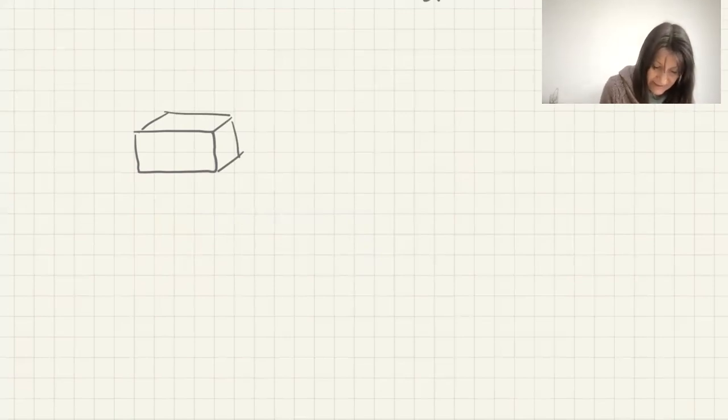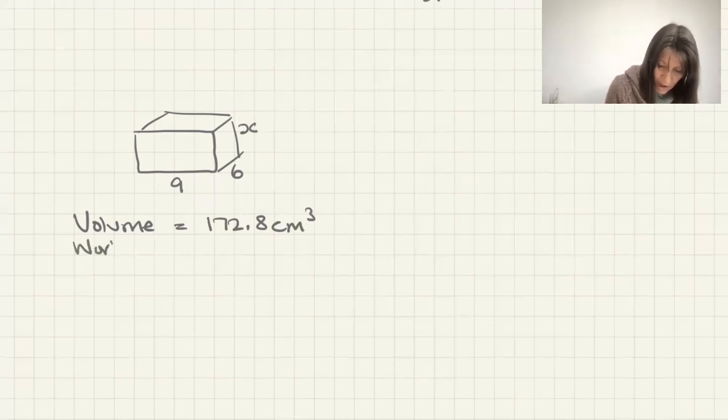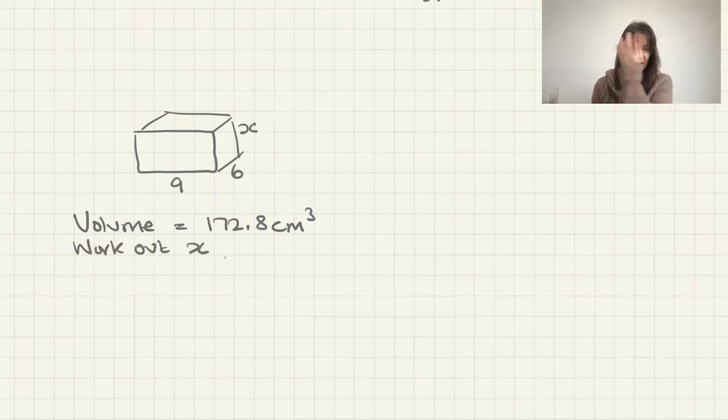Okay, so I've got this cuboid. I'm going to say that this is 9. This is 6. This edge is X. I'm going to tell you the volume is 172.8 centimeters cubed. You have to work out X. Okay, you have to work out X. So hit pause and press play when you are ready.